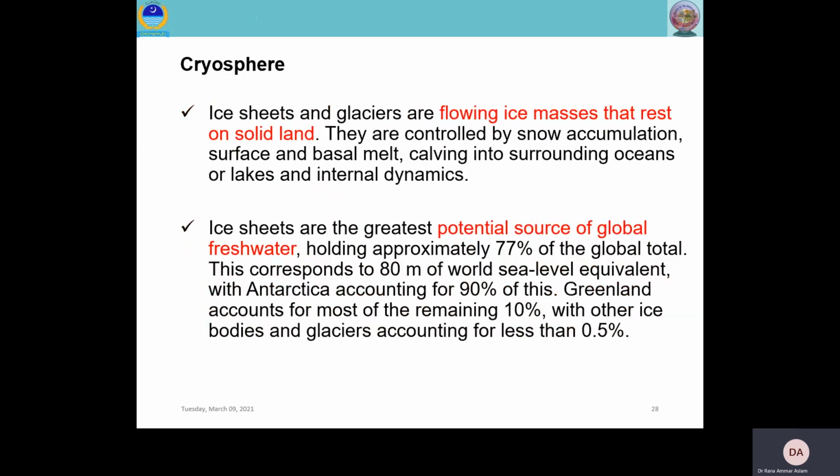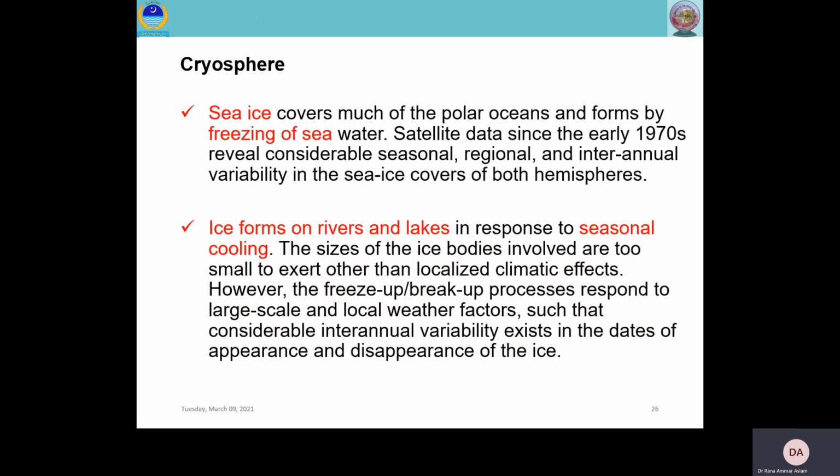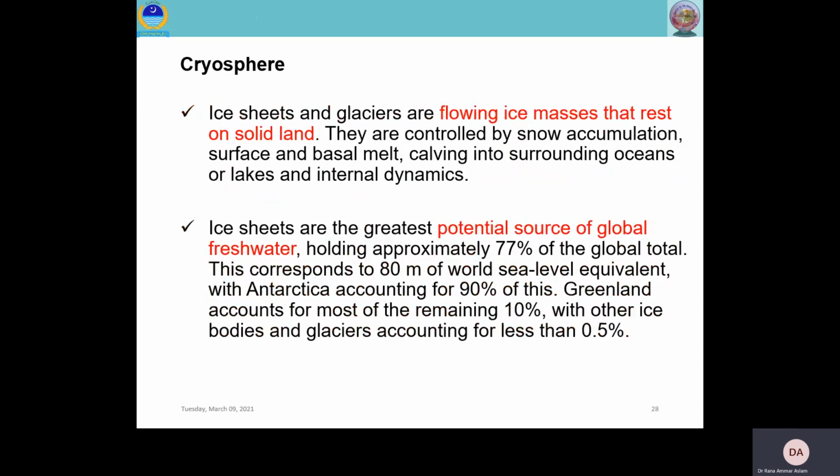Okay, so the next one is ice sheets. So there are two types of ice. One is ice that forms on water bodies, right? And the second is ice that accumulates in the form of sheets on the ground, right? On the ground surface, on land masses. So ice sheets and glaciers are flowing ice masses.